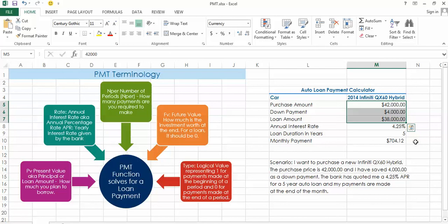So we know that if we want to buy this car, we want to borrow $38,000 at a 4.25% APR, pay off the loan in 5 years, our monthly payment will be $704.12.